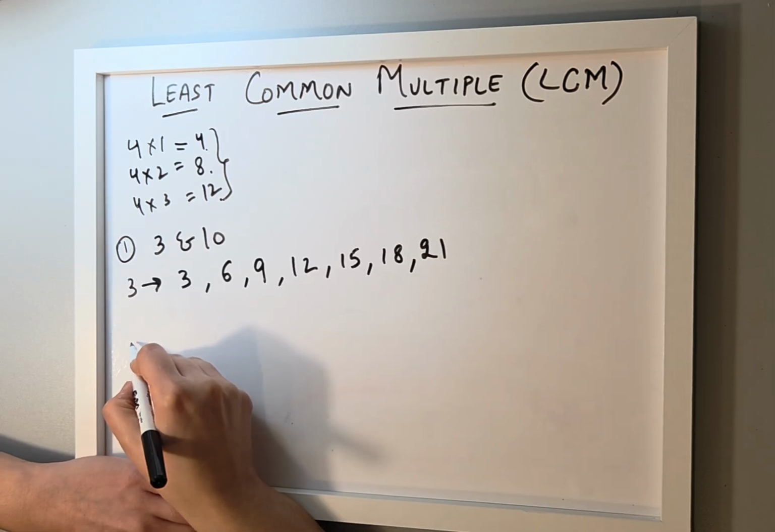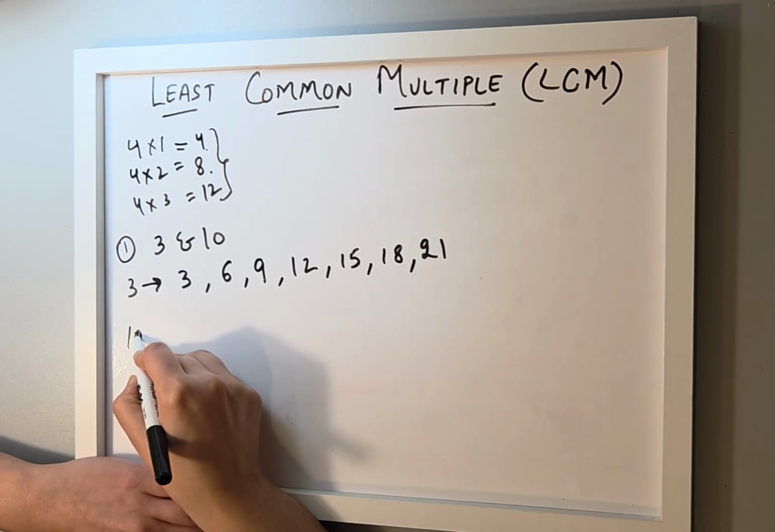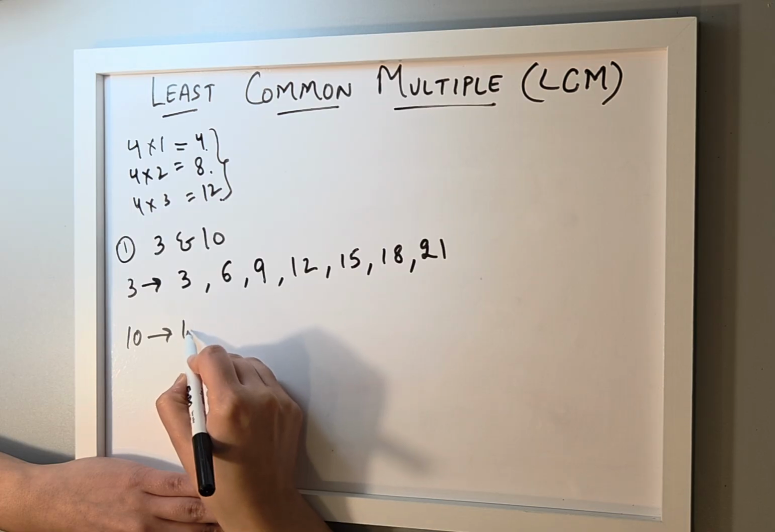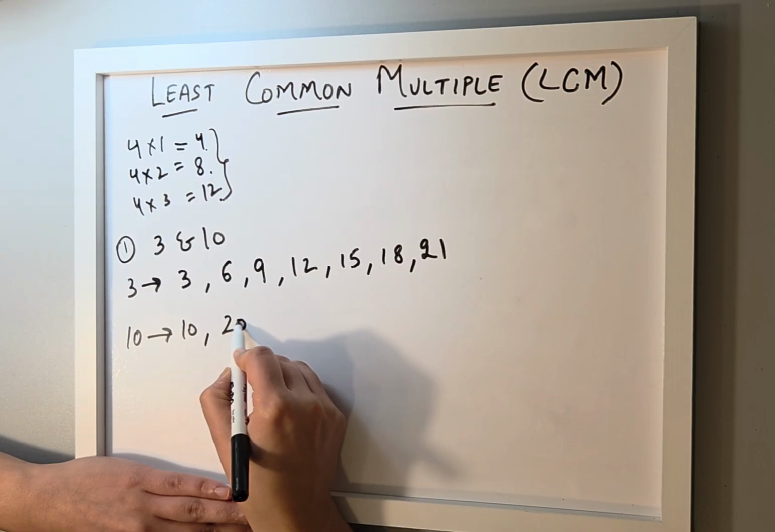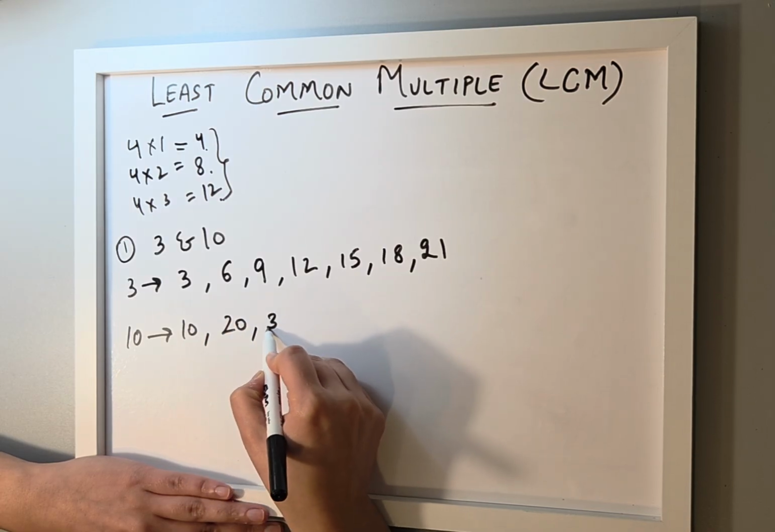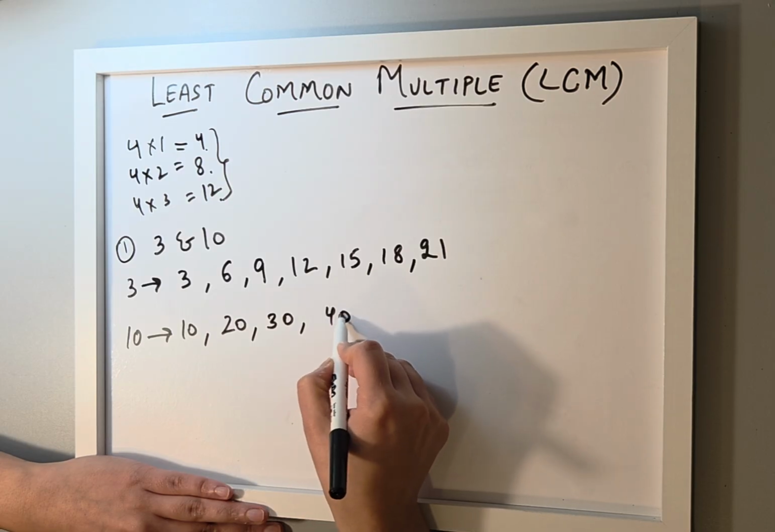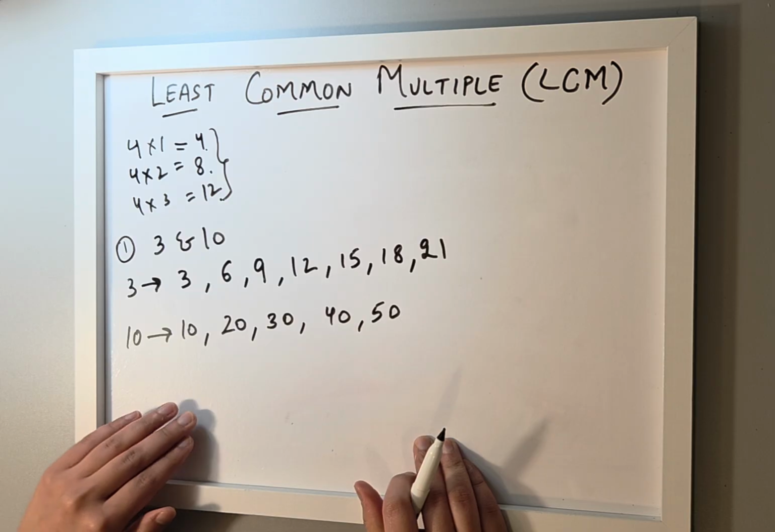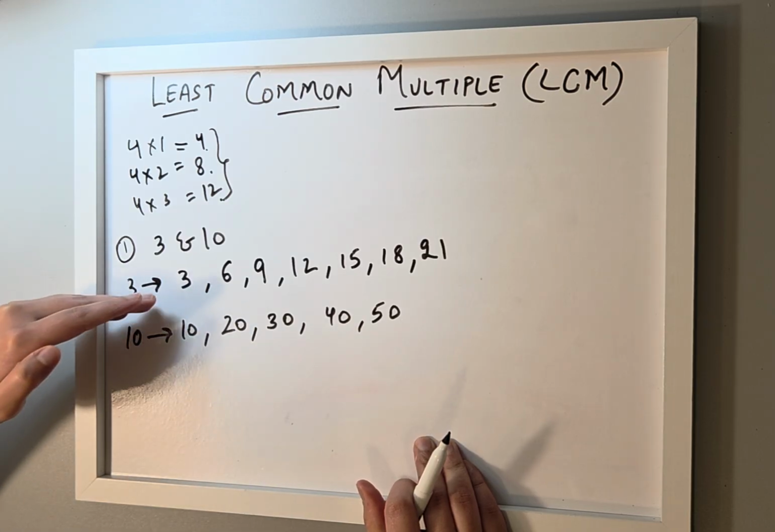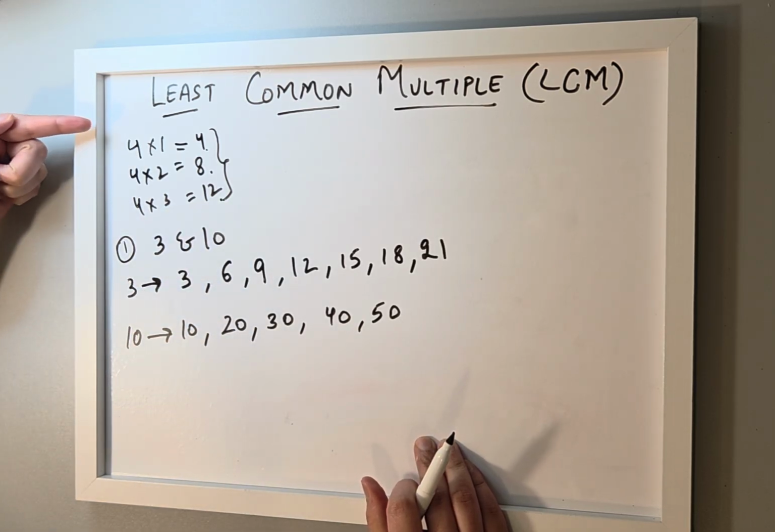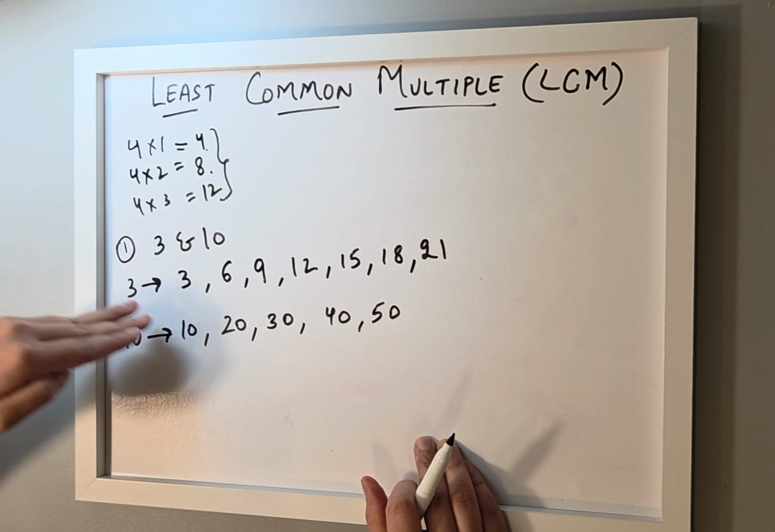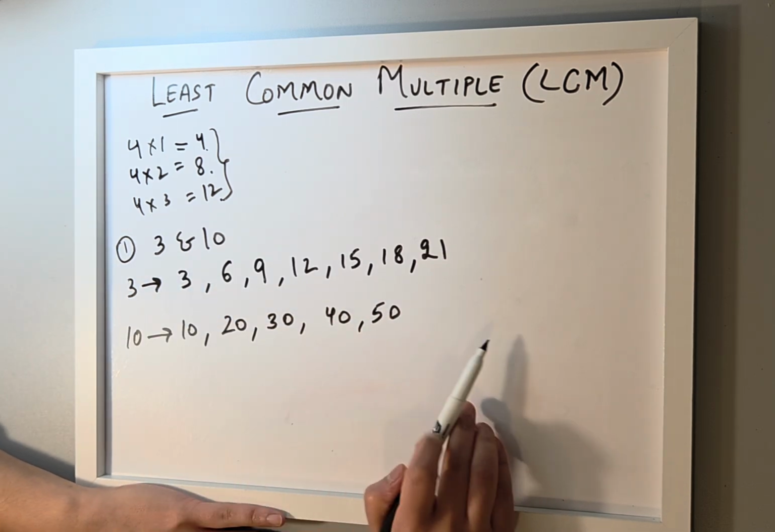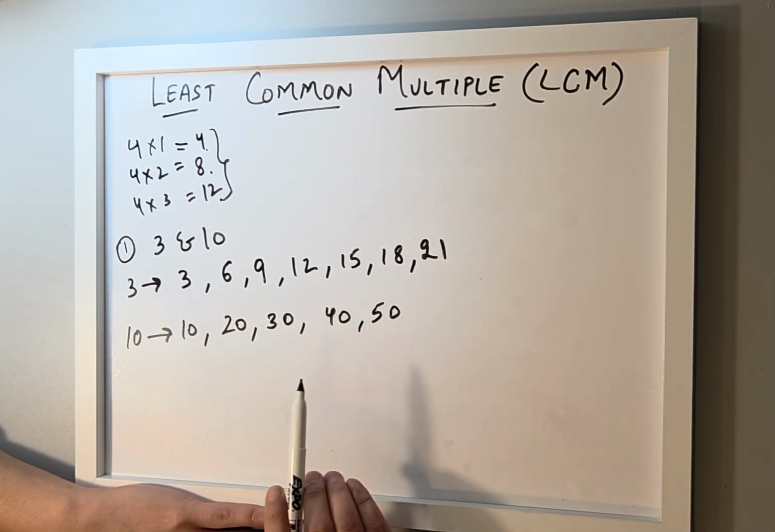Similarly, if we write multiples of 10, 10 into 1 is 10, 10 into 2 is 20, 10 into 3 is 30, 10 into 4 is 40, 10 into 5 is 50. So we just multiply starting with 1 and we can find multiples of a number.